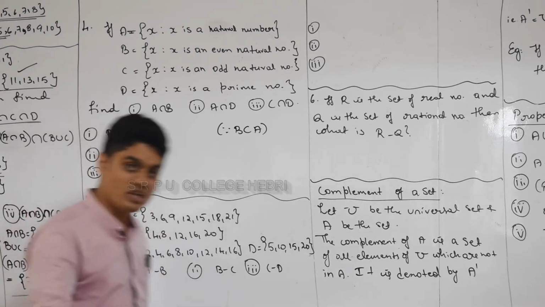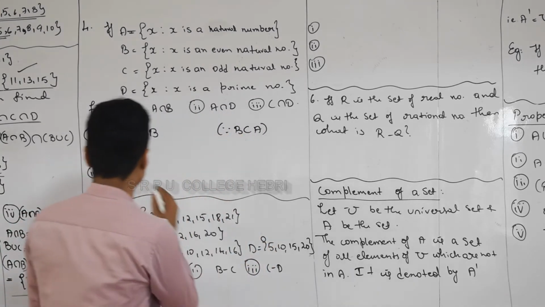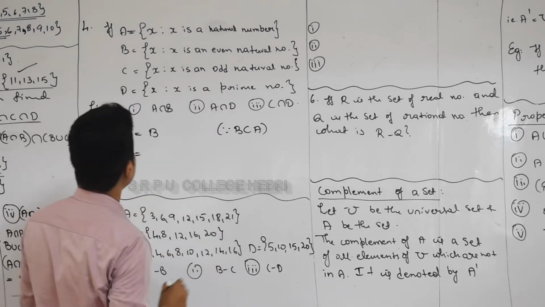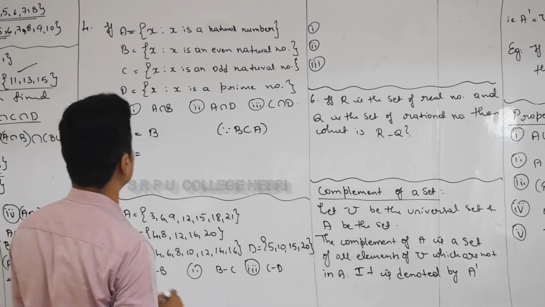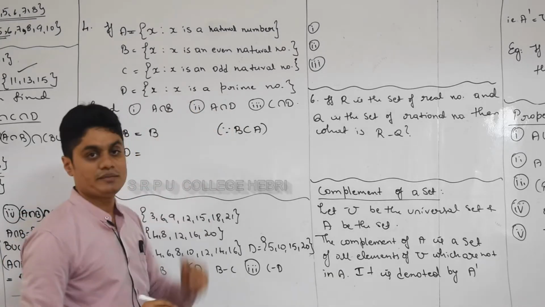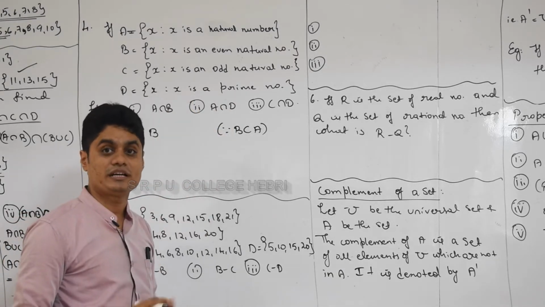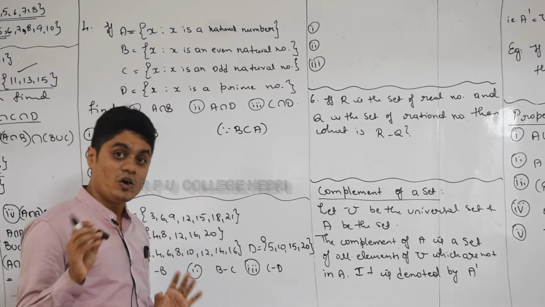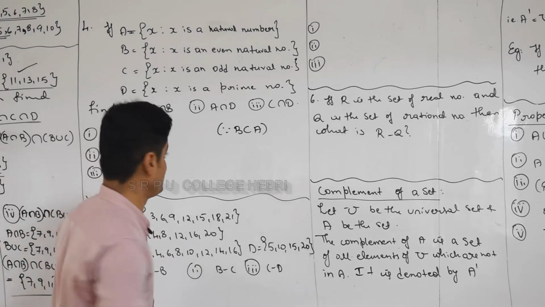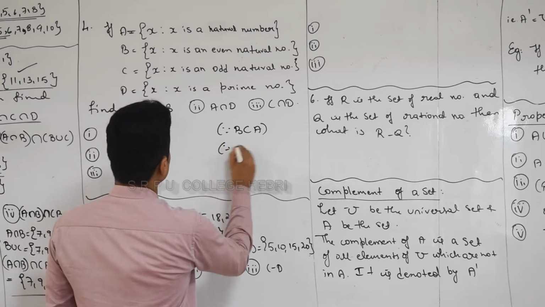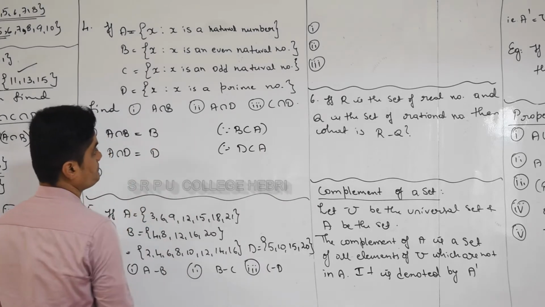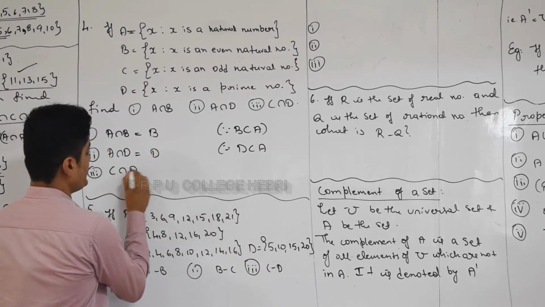That is B itself. Understood? Next, A intersection D is A intersection D, where D is the set of all natural numbers x such that x is a prime number. Which are the prime numbers? 2, 3, 5, 7, 11 and so on. All the prime numbers are natural numbers, so definitely here also D is a subset of A. So what is the answer? D is the answer.